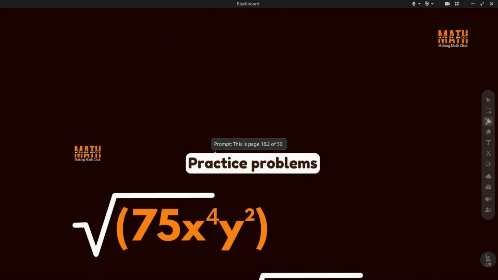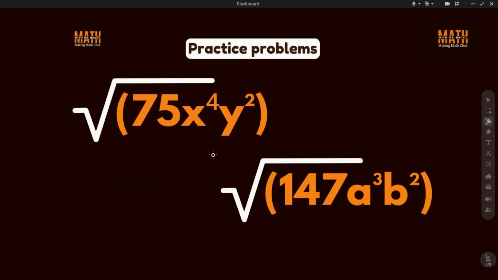Now that we've solved those, it is time for you to practice. Simplify this algebraic surd, simplify this algebraic surd, and leave your answer in the comments.